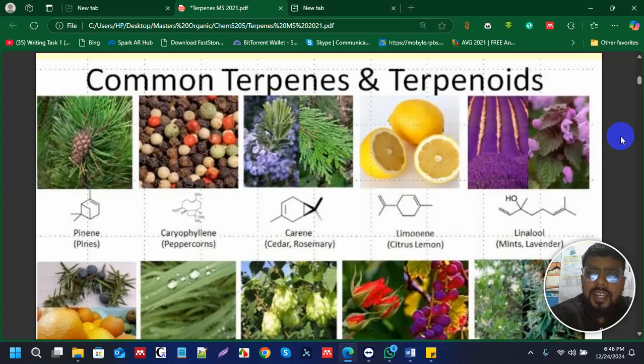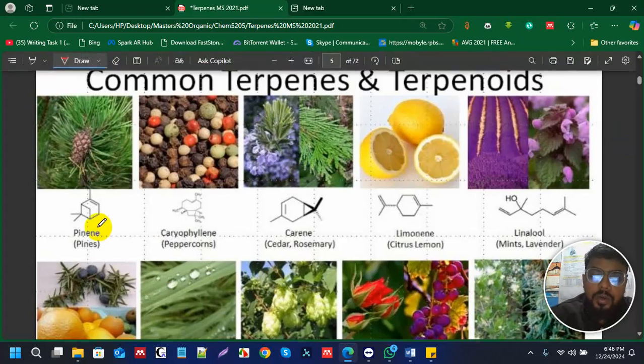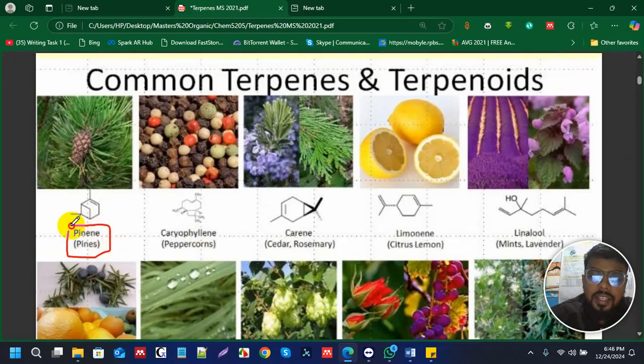Common terpenes and terpenates. We know about pinene. Do you know about pinene? Pinene is a terpene that can be extracted from pine tree. Pinene, or alpha pinene. These terpenes or terpenoids can be extracted from pine tree.